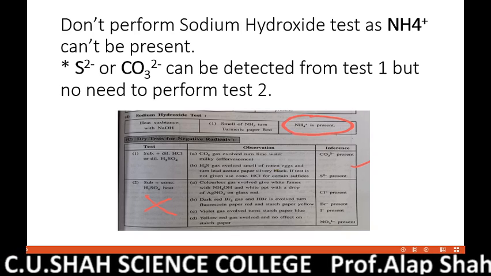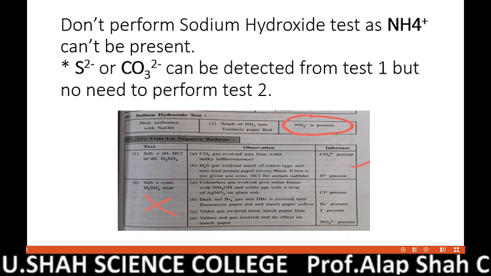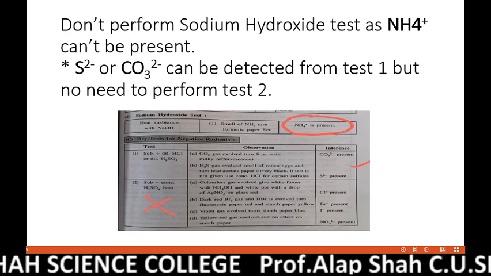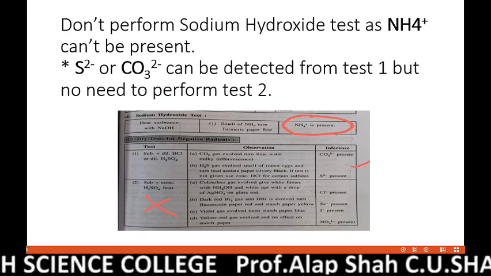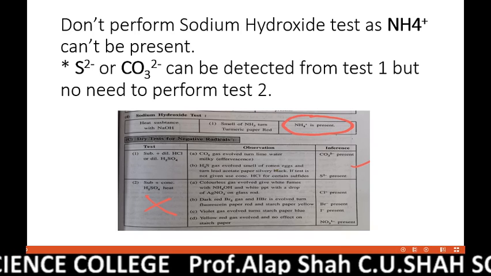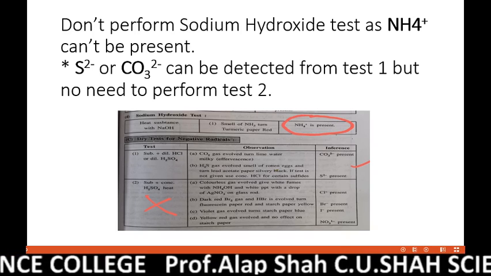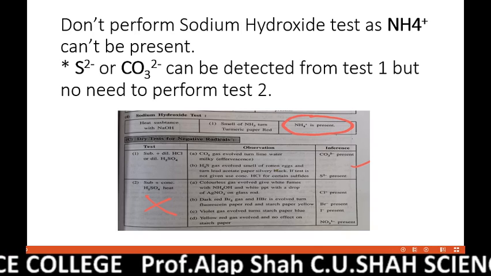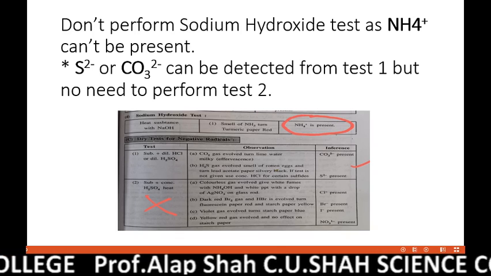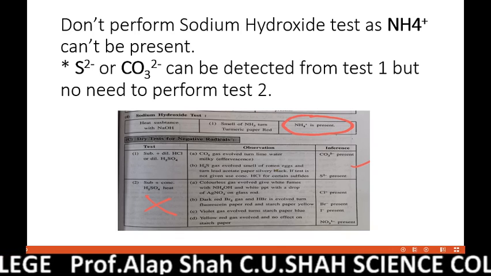So you shouldn't perform this test, because you can understand when your compound is water insoluble, NH4 plus ion cannot be there. So without performing this test for the water insoluble compound, you should write that there is no smell of ammonia, so NH4 plus ion is absent. So if you work this way, for some of the tests, there will not be a need to perform those tests.